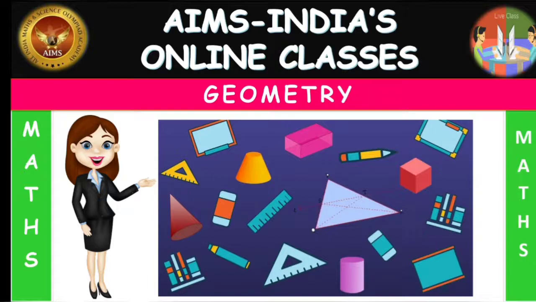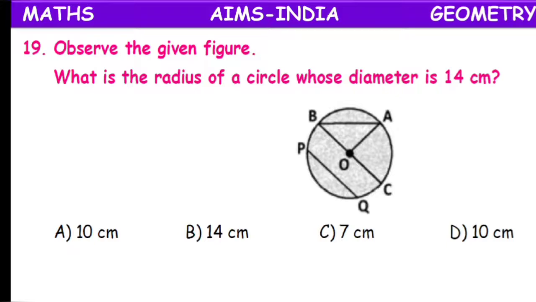So in today's class we are continuing the multiple choice questions from chapter Geometry. Coming to the first question for today, that is question number 19. Observe the given figure. What is the radius of a circle whose diameter is 14 centimeters? Now what are they saying here children?